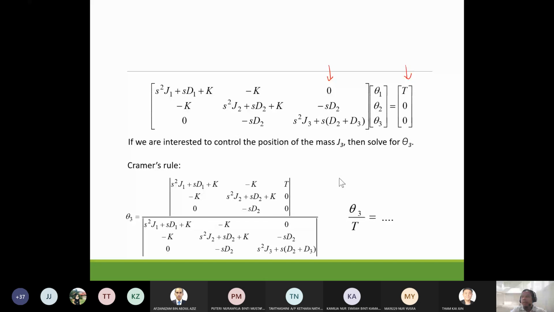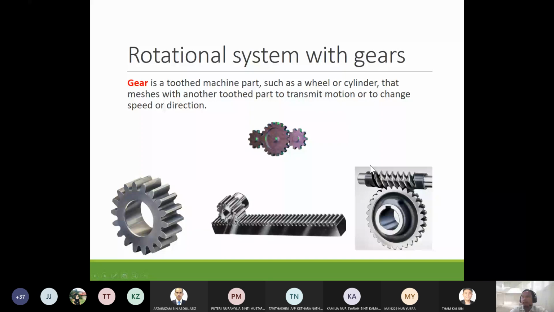Now let's look at an example of what happens if we put gears into the rotational system. Firstly, what is a gear? A gear is a toothed machine part such as a wheel or cylinder that is meshed together with another toothed part to transmit motion or to change speed or direction. If you look at this figure here, this gear is rotating counterclockwise. So the neighbor of this gear will be rotating in the opposite direction.